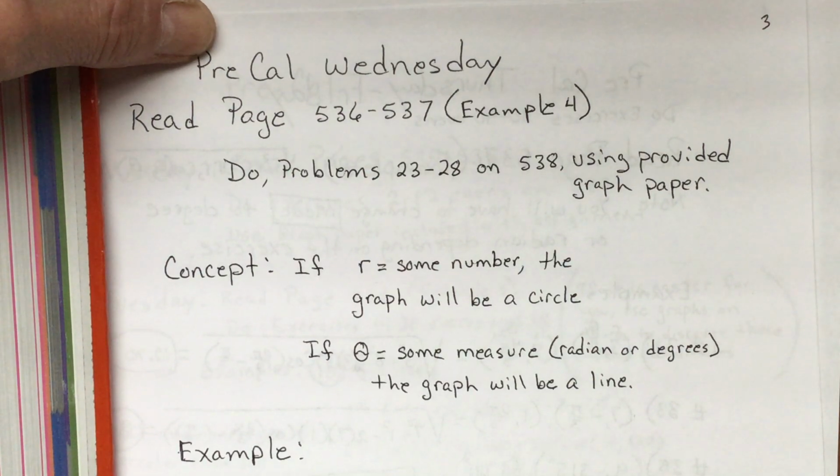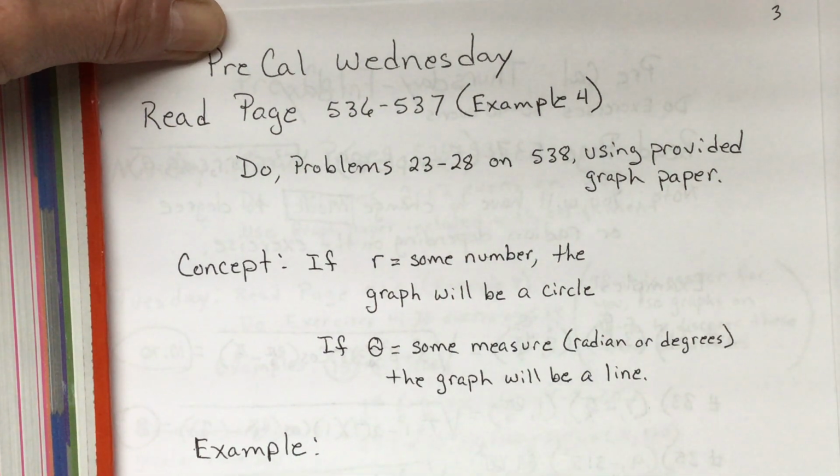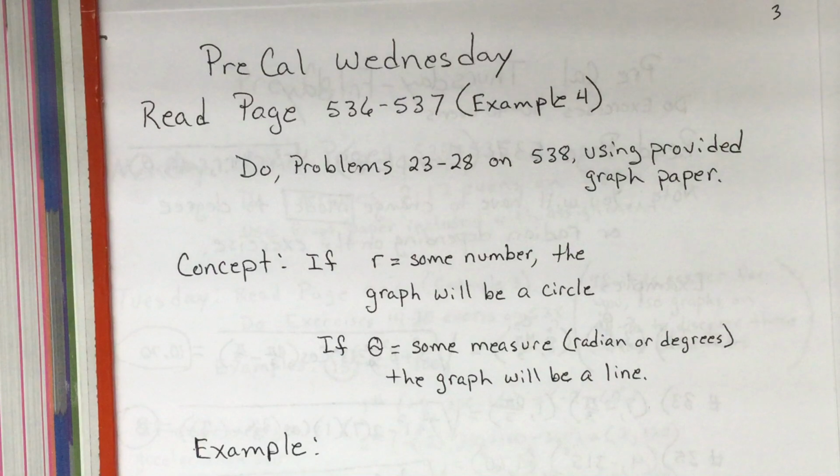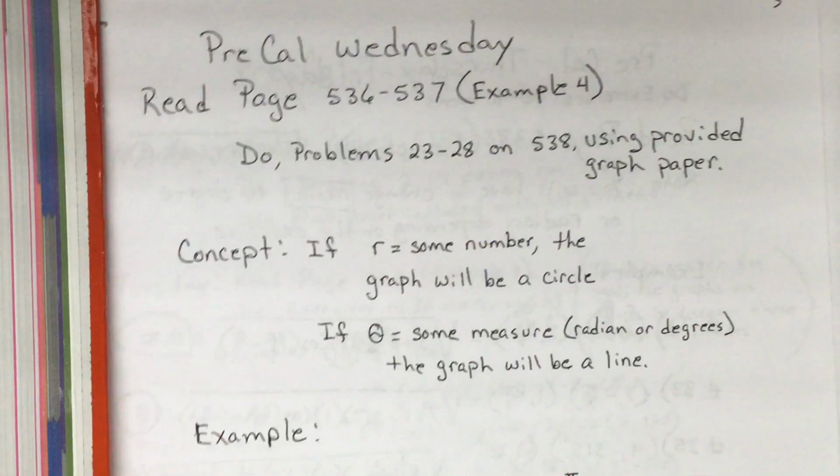Alright, so the work for Wednesday, I'm going to keep it pretty simple so we can get into the work on Thursday and Friday, which will be just slightly more involved. You're going to do number 23 through 28 on page 538. Just use the graph paper that I've included. This is probably going to be the simplest part of the assignment that you will have this week.